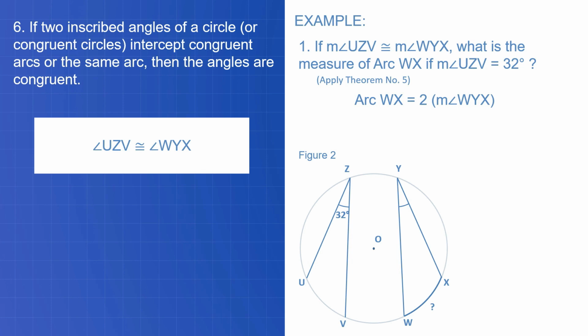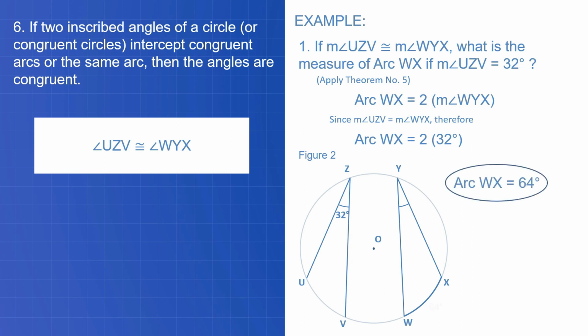To find arc WX, it is equal to 2 times the measure of angle WYX. But as you can see, the measure of angle WYX is unknown. But since the measure of angle UZV is equal to the measure of angle WYX, therefore, we can substitute 32 to the measure of angle WYX. By simplifying, we will have arc WX equals 64 degrees.